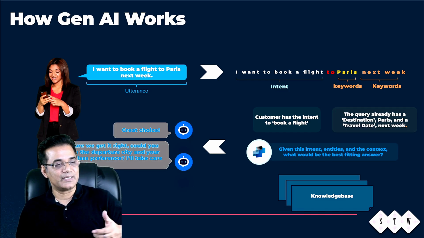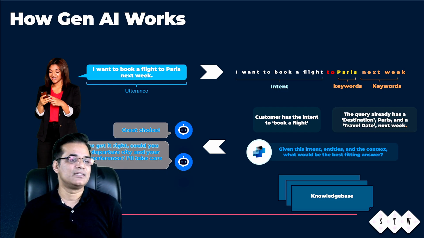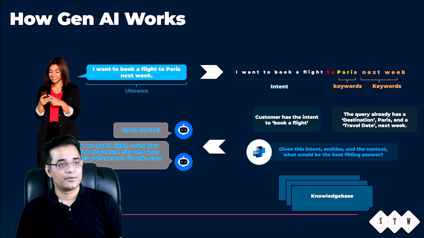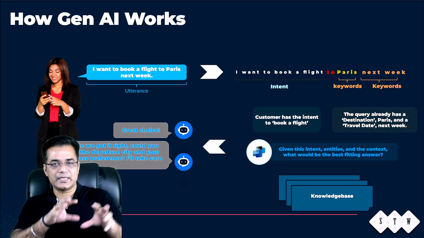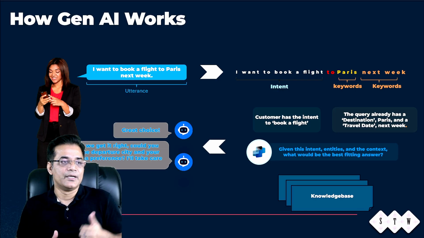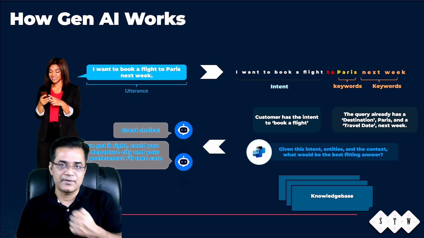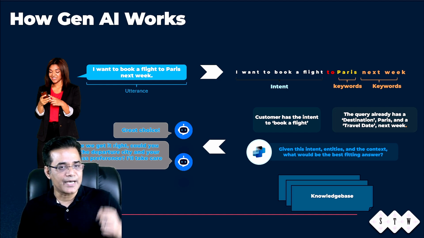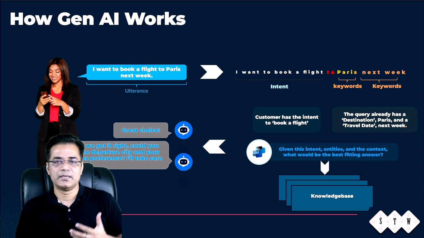So for example, great choice. To ensure we get it right, could you confirm the departure city and your travel class preference? I will take care of the rest. It means that after analyzing your question, it will find that you don't have the departure city and travel class. That is what it will ask you. Once you give it, then it will go back to your knowledge base, and based on that it will give you an answer.